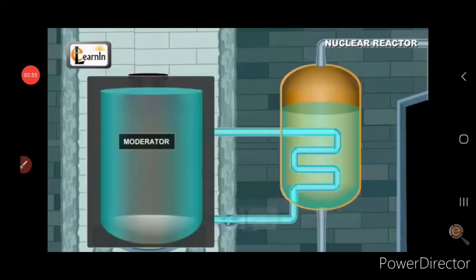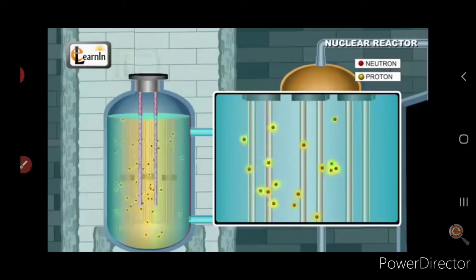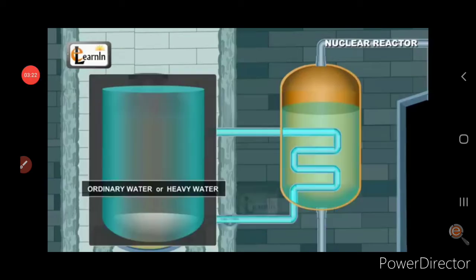The next one is the moderator. The moderator is used to slow down the high energy neutrons. We know that the neutrons produced during the fission reactions have very high energy, so to slow them down, moderators are very useful. Graphite, heavy water or ordinary water are commonly used as a moderator, which slows down the high energy neutrons and provides low energy neutrons.